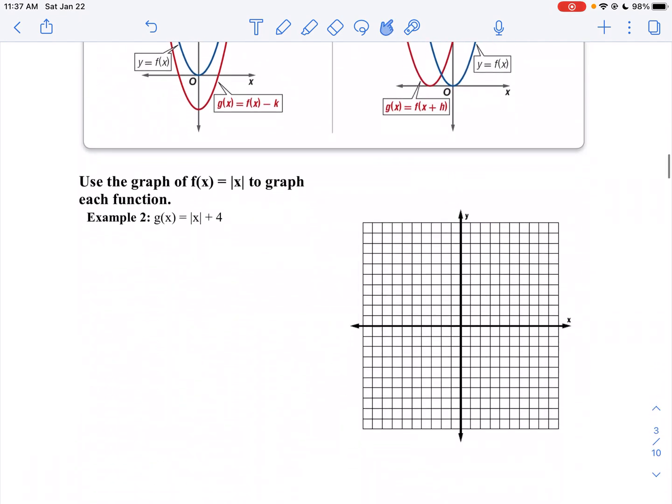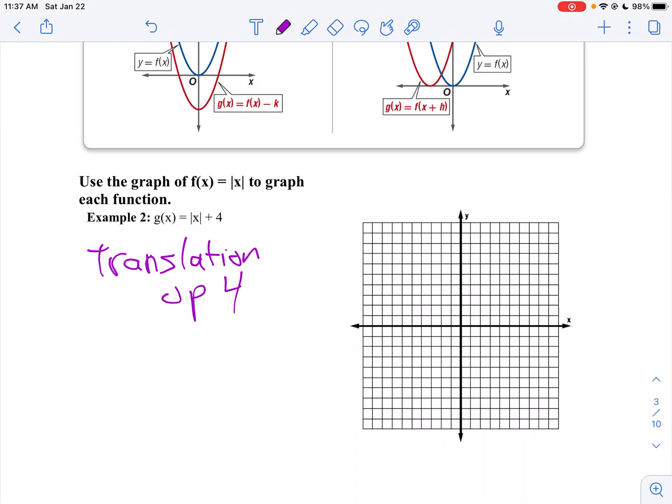So if we take a look at a couple examples here, I want to use the graph of f of x equals absolute value of x to graph each function. What I'm going to do is describe what I'm going to do first, then we'll do it. So if I take a look here at the absolute value of x plus 4, that means it's going to be a translation. Well, that's what we're talking about here. I'm going to move my graph up 4.